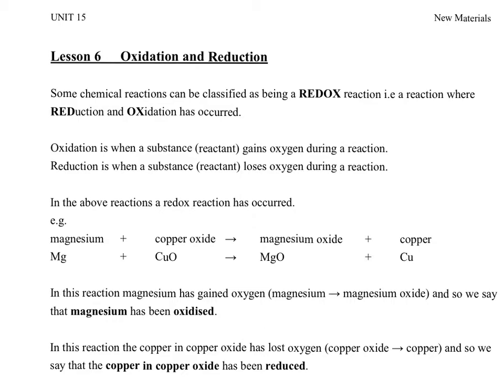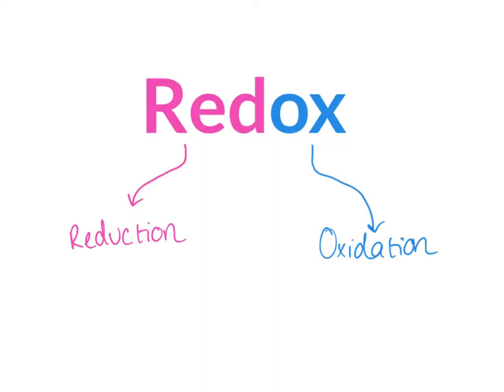I'm just going to go through this on a blank slide. So in this lesson, we are going to be looking at reactions that can be classified as being a redox reaction. What does that mean? Well, a redox reaction is one in which reduction and oxidation occurs simultaneously, at the same time and in the same reaction. But what do these words reduction and oxidation mean?